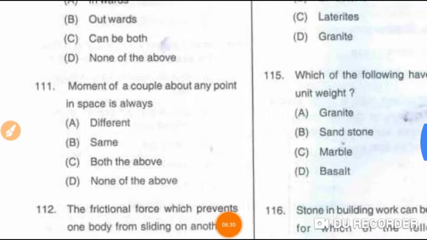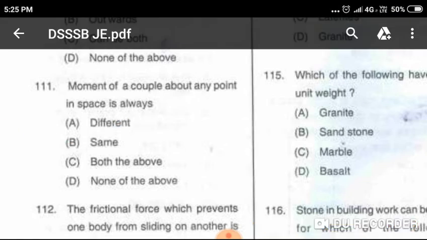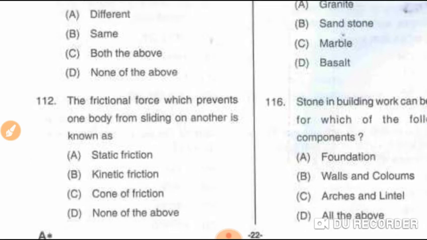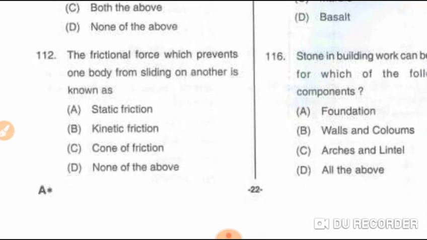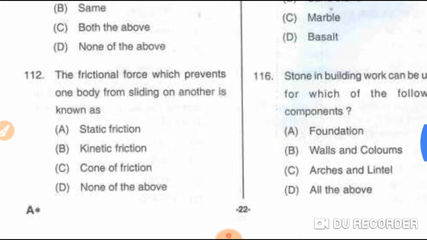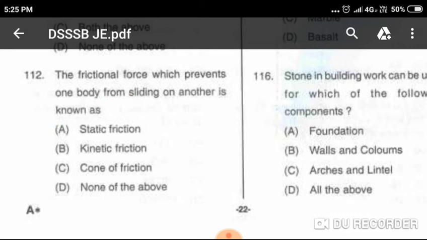Question 111. Moment of a couple about any point in space is always: option A different, option B same, option C both the above, option D none of the above. So the moment of a couple about any point in space is always the same. Question 112. The frictional force which prevents one body from sliding on another is known as: option A static friction, option B kinetic friction, option C cone of friction, option D none of the above. The frictional force which prevents one body from sliding on another is known as static friction, so option A is the correct answer.